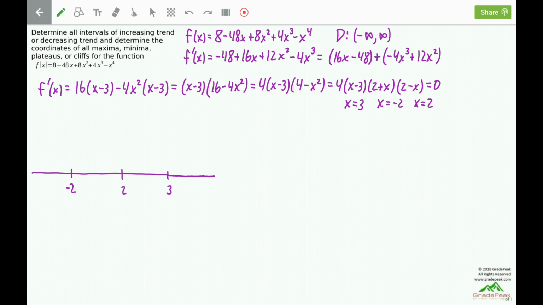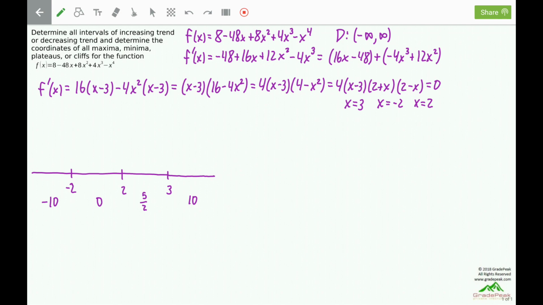We can pick a test value in each of the intervals. The first interval, negative infinity to negative 2, contains negative 10. The next interval, negative 2 to positive 2, contains 0. The next interval, 2 to 3, does not contain an integer, but 2.5 is in there, which is 5 halves. The next interval, 3 to positive infinity, contains 10.